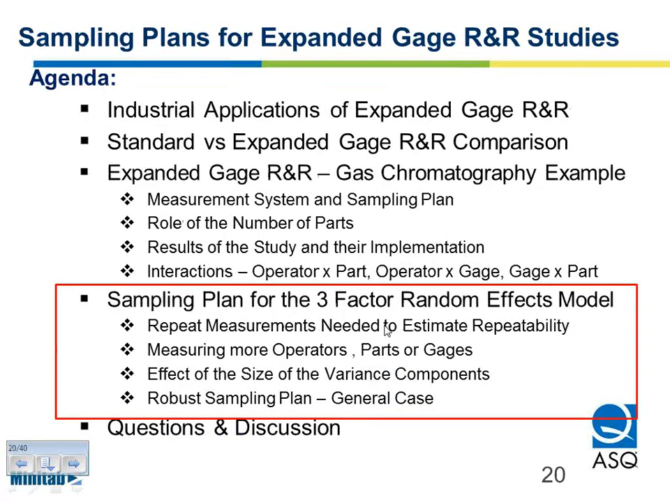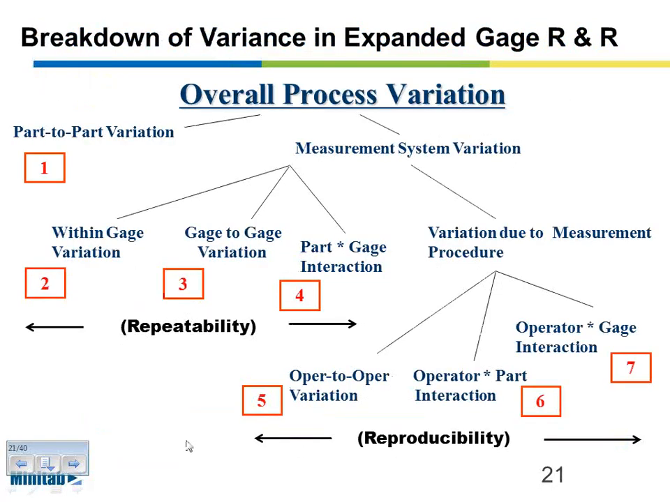We're going to talk about the sampling plans. How does the data you choose to collect and what you choose to sample affect the precision and the accuracy of your results when you finally implement that sampling plan and read your gauge R&R results? So let's have a look at the goal again.